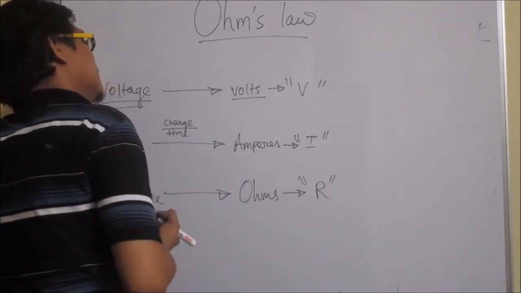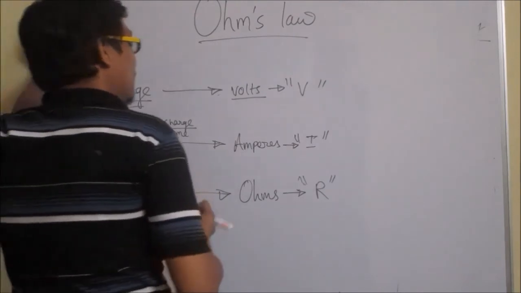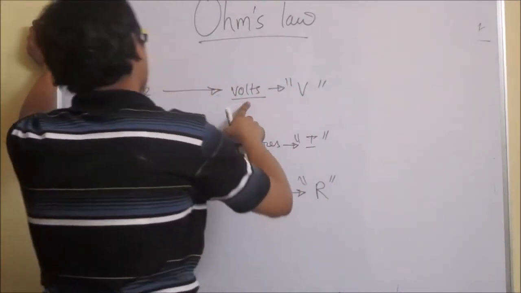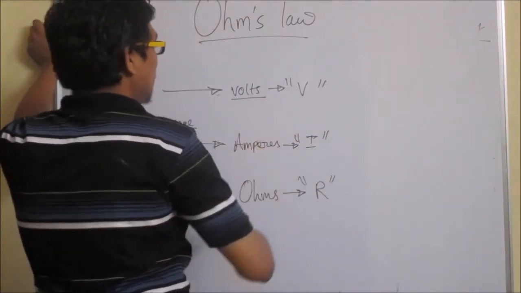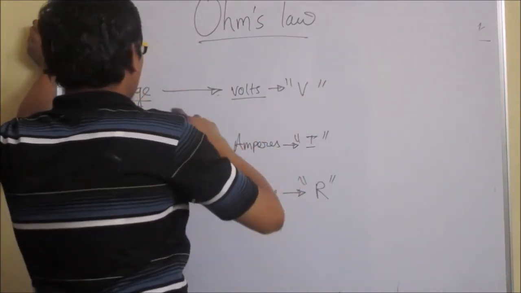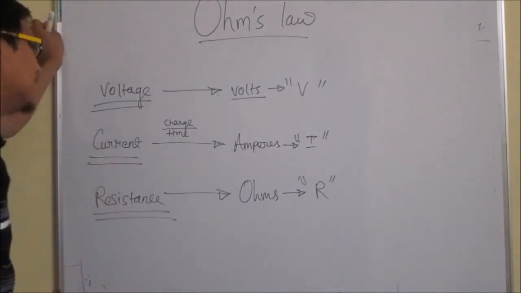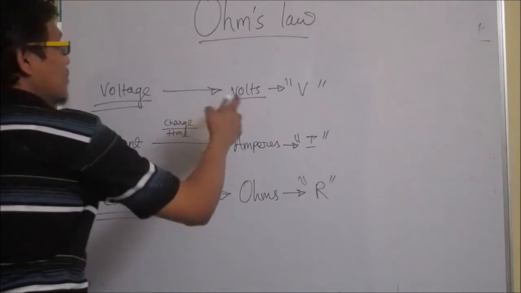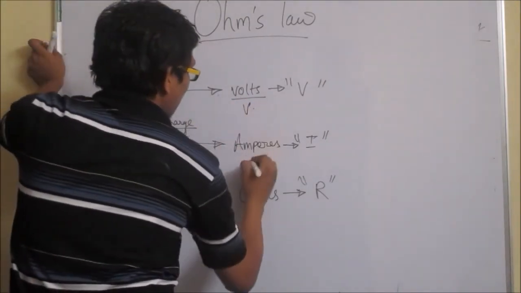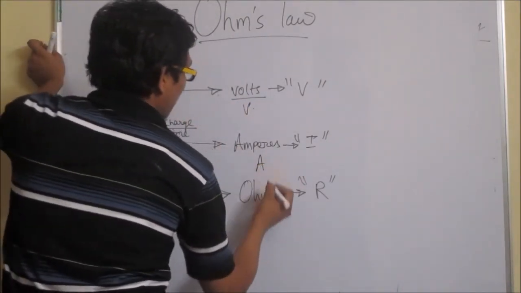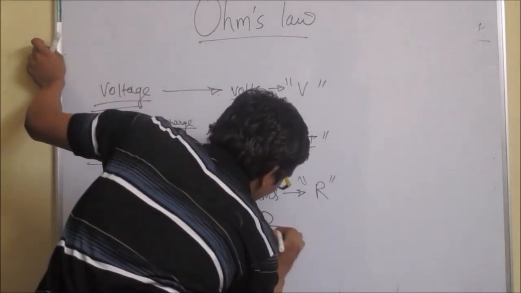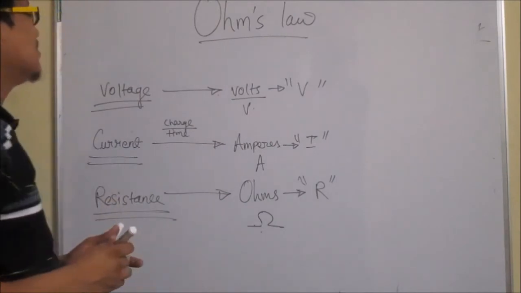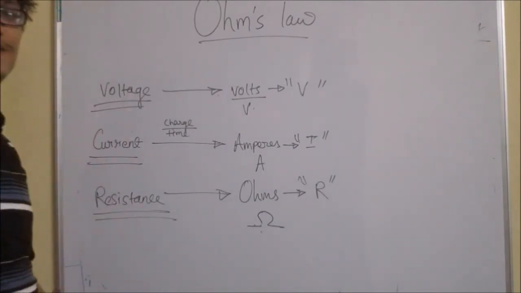The symbol for resistance is R. The unit of voltage is V, the unit of current is amperes, and the unit of resistance is ohms. They are denoted by V, A (ampere, short form), and Ω, the symbol for ohm. So these three quantities are there.